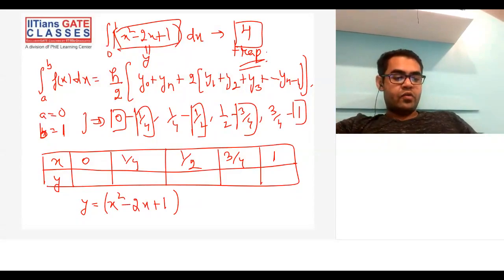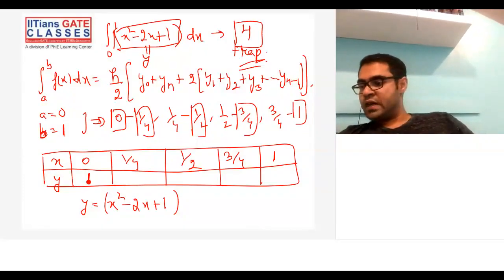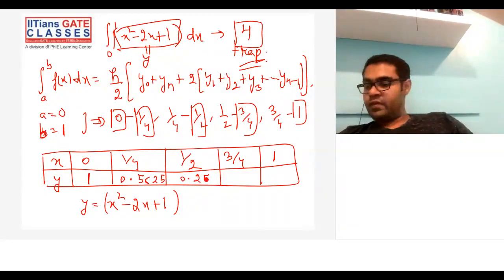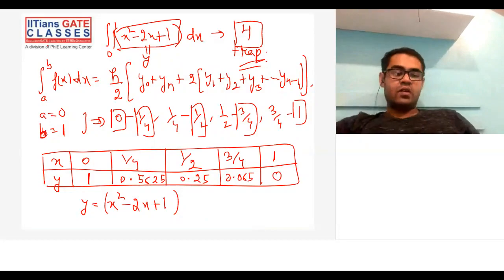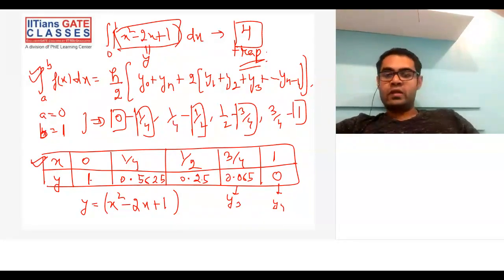Now if you put 0, you'll get 1 over here. When you put 1 by 4, I've actually done this for you separately, but you can do this too. So I'll just write the values and create the box. 1 by 4 is coming out to be 0.5625. At 1 by 2, the value is 0.25. And this is 0.0625. And finally you have 0 at 1. So you can easily create this box. This value is y0, y1, y2, y3, this is y3, this is y4, and so on. So now you'll know how to write the values in the formula.